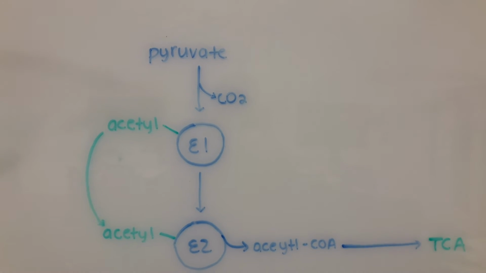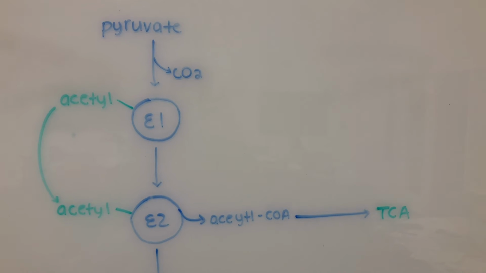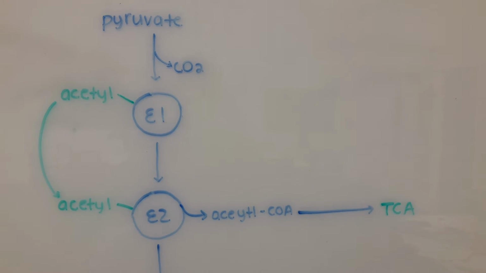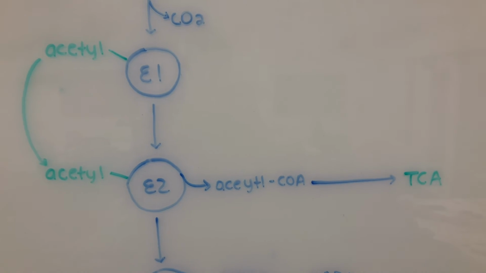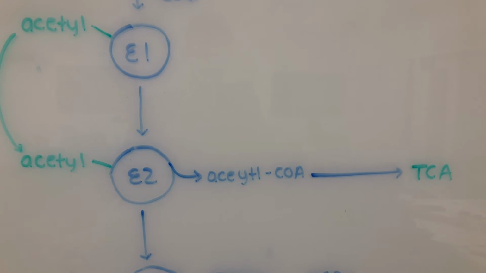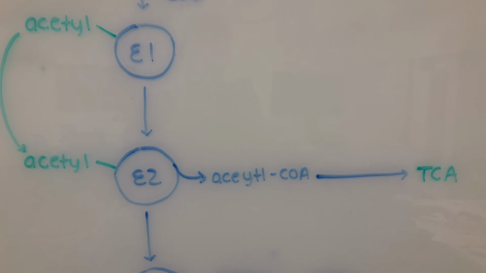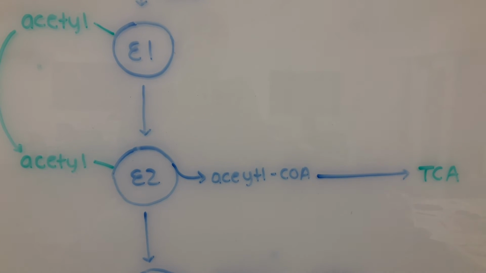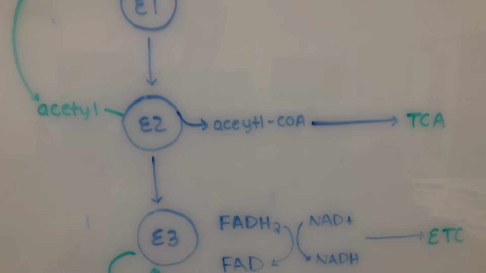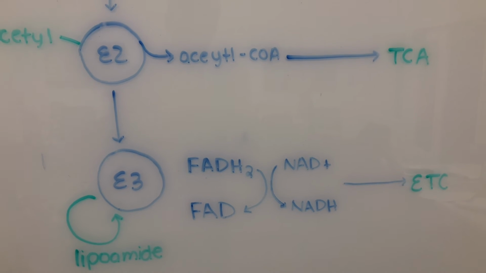This subunit contains a group called lipoamide, which transfers the acetyl group to coenzyme A, forming acetyl-CoA. Acetyl-CoA is especially important because it allows metabolism to continue into the citric acid cycle and the electron transport chain to produce ATP, or energy.